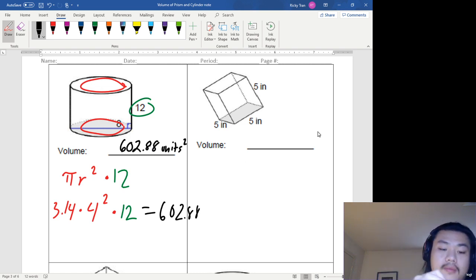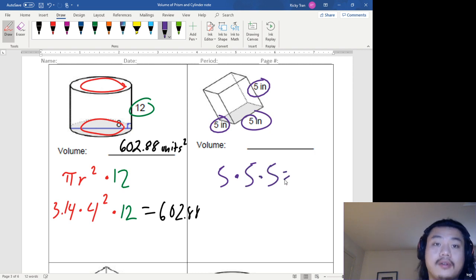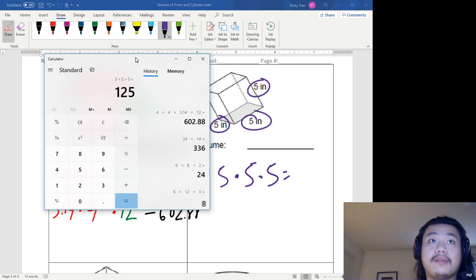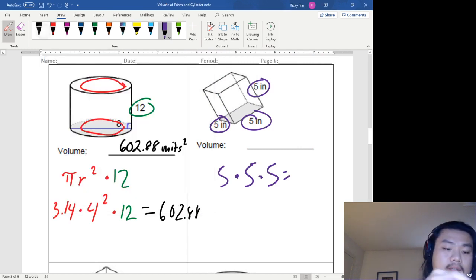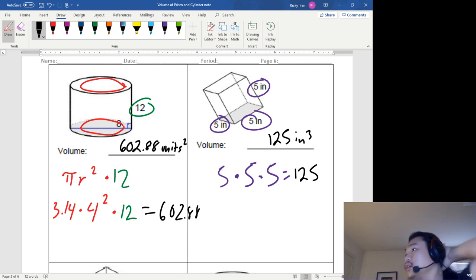Again, with the cubes, nice and easy. It's just length times width times height, or 5 times 5 times 5. Should be 125. Yep, nice and easy. Inches cubed.